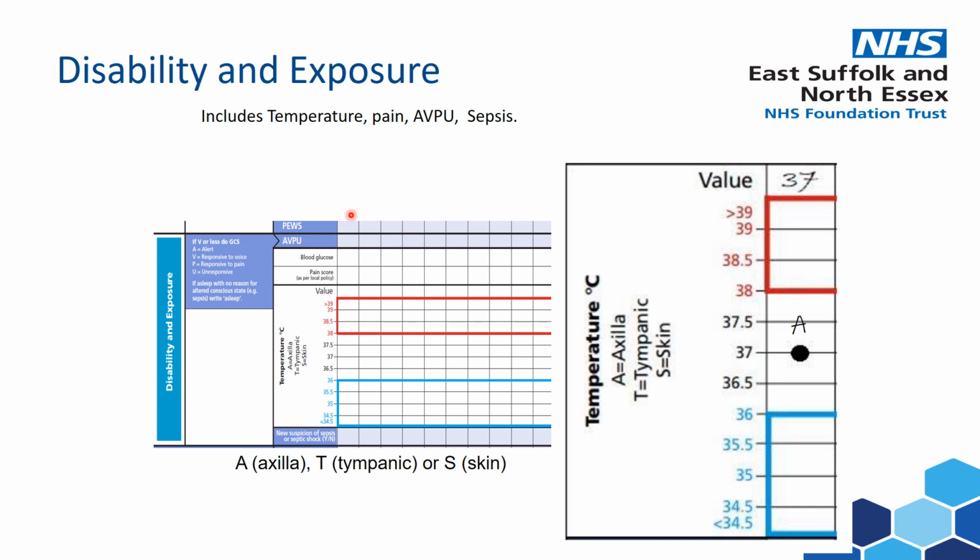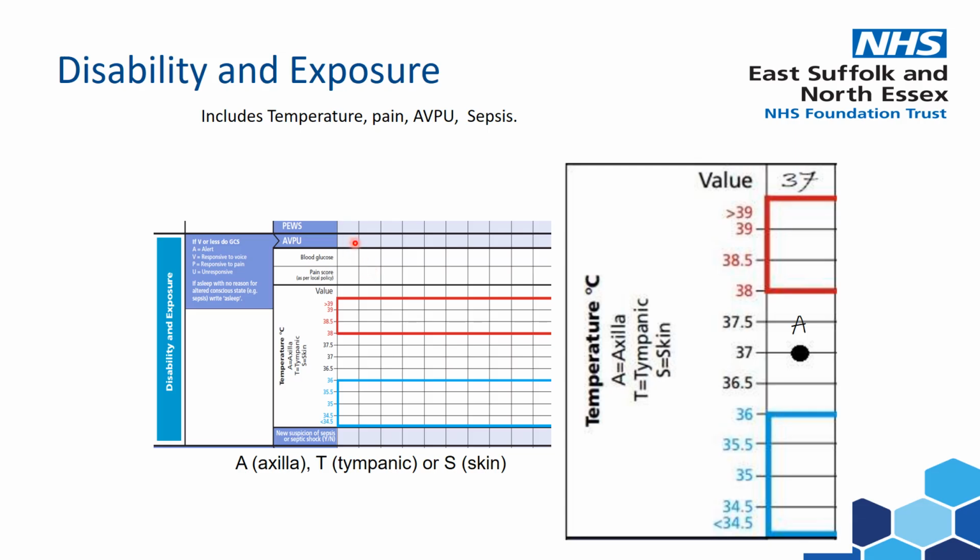However, we want to see that the AVPU is taken every time that the child has their observations done, and their temperature is taken every time the child has their observations done. The blood glucose and the pain score, these can really be led by your local environment, and whether you feel that the child needs these, then you would take these as you see fit.